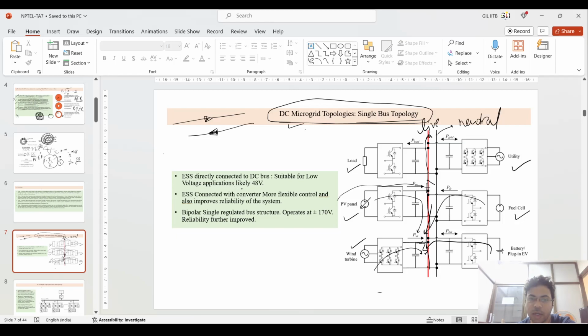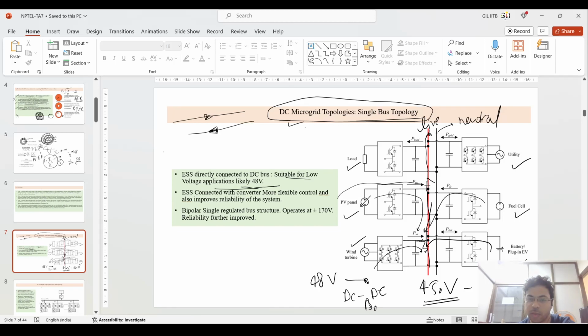So as I guess it is also written here that it is suitable for low voltage application, and at low voltage you can boost the voltage to the desired level which you want to supply. Suppose you wanted to supply at 450 or 600 volt, you have to use a DC to DC boost converter for that purpose.